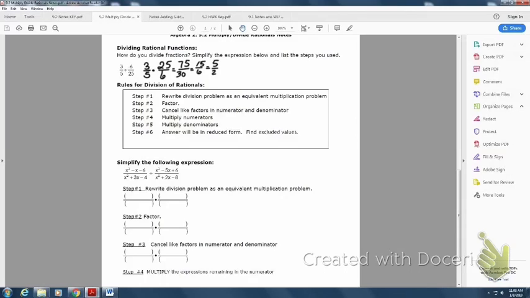Five over 2. Okay. So whenever you're dividing, you will multiply by the second fraction's reciprocal.